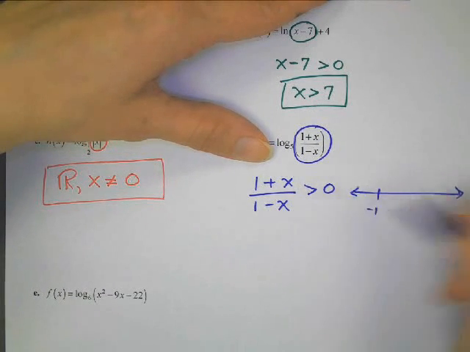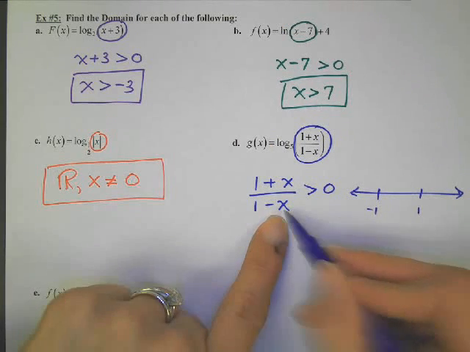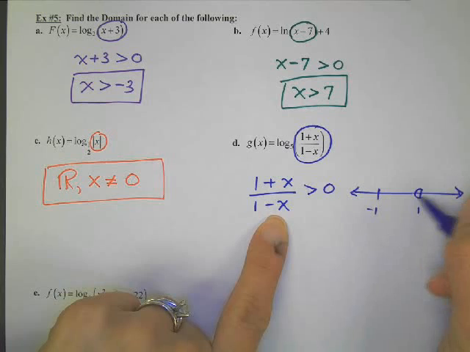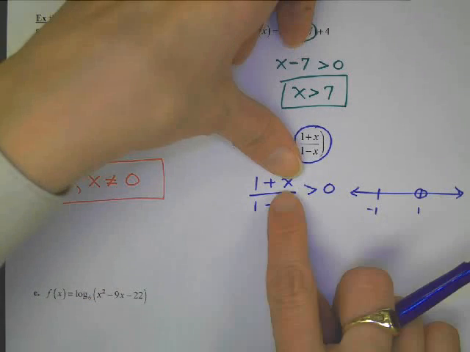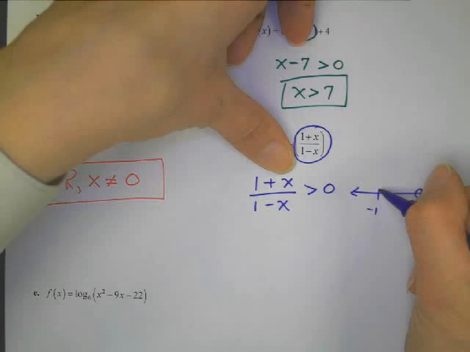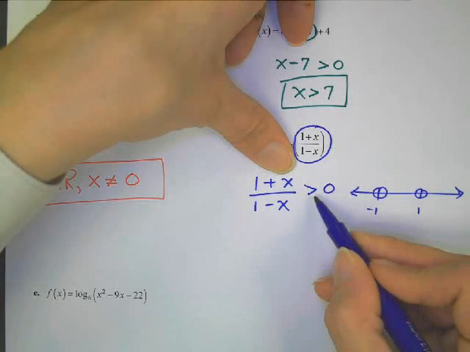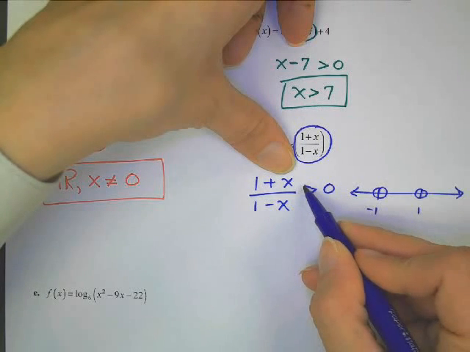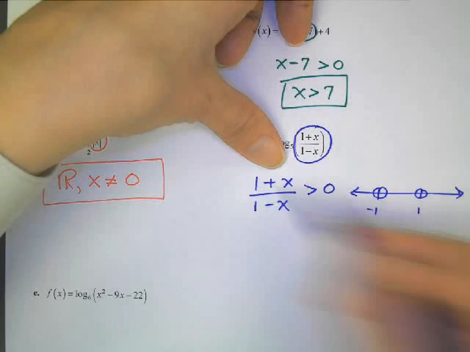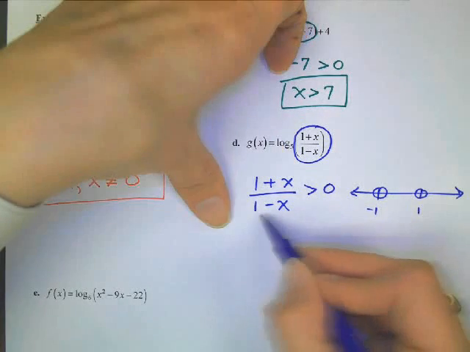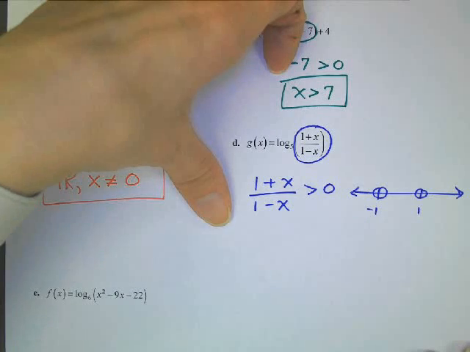I'm going to put negative 1 and positive 1 on the number line. How about positive 1? Should that bubble be open or closed? Since it's from the denominator, we'll leave it open. What about negative 1? Should that bubble be open or closed? Well, it depends on your sign. Since this is greater, I'll leave it open. So the numerator depends on the sign, and the denominator you never fill in.